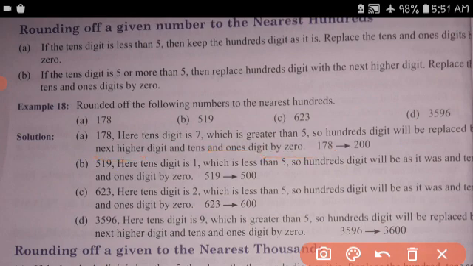Now 519: here the tens digit is 1, which is less than 5. So the hundreds digit will stay as it was and the tens and ones digits become 0. 519 is equal to 500. 623: the tens digit is 2, which is less than 5. So the hundreds digit will stay as it was and the rest by 0. 623 is equal to 600.